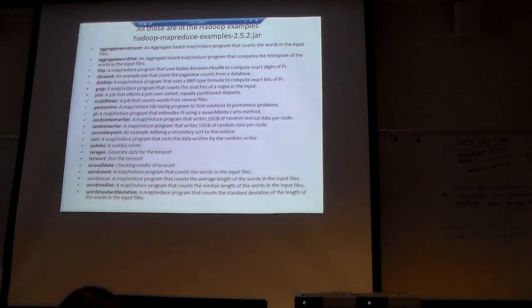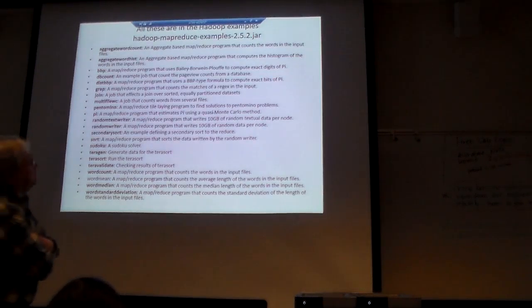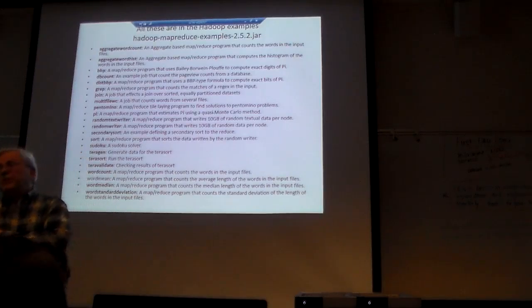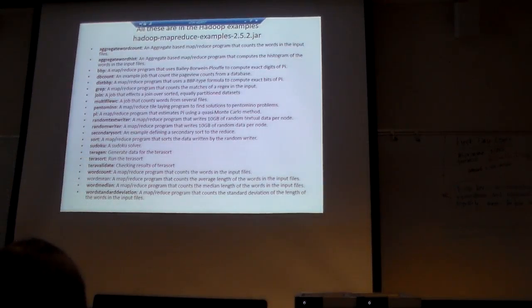A MapReduce program that uses a formula to compute the exact bits of pi. That could be a fun one. I assume there's a parameter and you tell it how many bits. Setting that one up, you probably go look at the sources, and the sources will have comments that tell you how to run it. Or you can just search for it on the web, and it'll tell you. And you can probably say, give me 25 bits worth of accuracy of pi. I'd be happy to accept that as a successful homework.